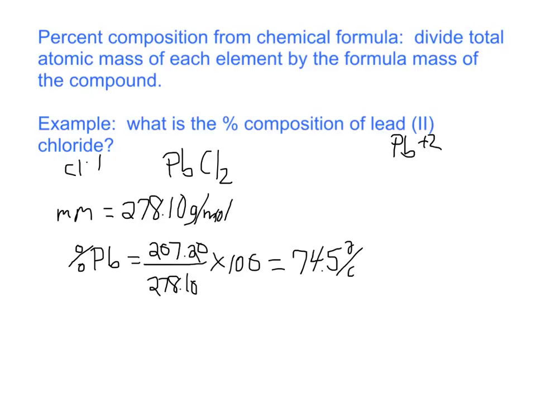And then, of course, chlorine, you can do it one of two ways. You do the math, where you take 35.45 times 2, which is the total mass of chlorine, and then divide it by the entire mass of lead chloride.